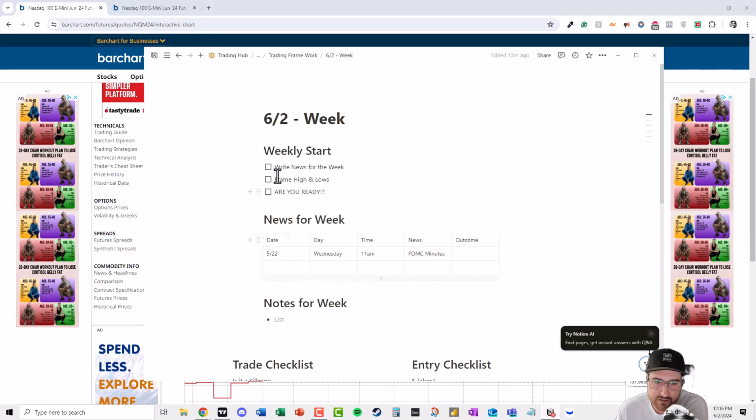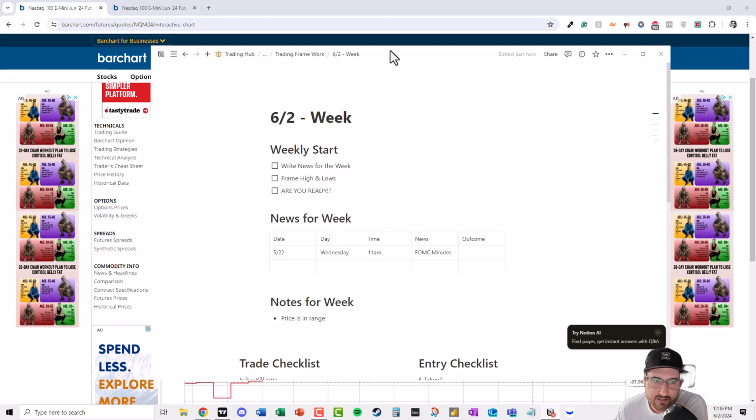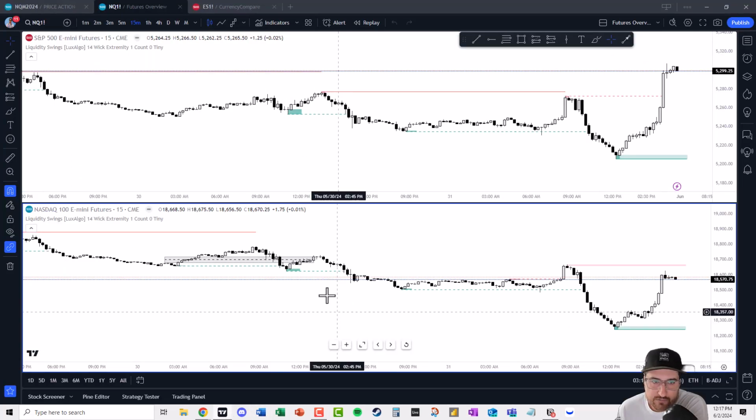Basically, I'll just put here for notes for the week: price is in range. So I'm not expecting any big trending days. Not that it can't happen, but most likely we're going to stick within that range. So I'm keeping that. Now we're going to go into TradingView and start.